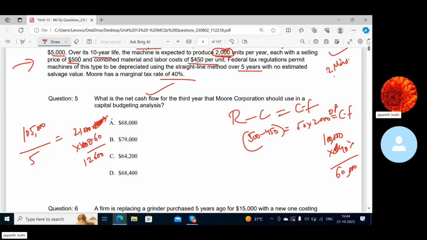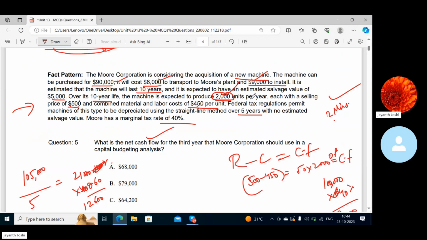12,600, right? And anything else is there? Are we getting any scrap value or something? No salvage value.